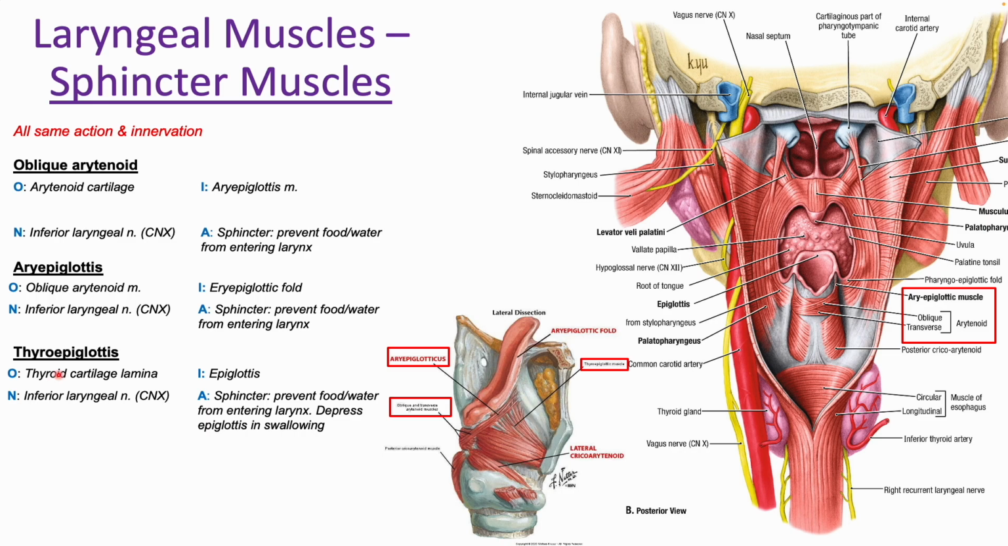The thyroepiglottis is another one we have here that can't really be seen in this picture, but it's going to be these really thin muscle fibers right here that are kind of traveling in the opposite oblique way. It's going to originate at the thyroid cartilage lamina and insert on the epiglottis up here. That one is thought to have a secondary side function, which is going to pull and depress the epiglottis when swallowing.